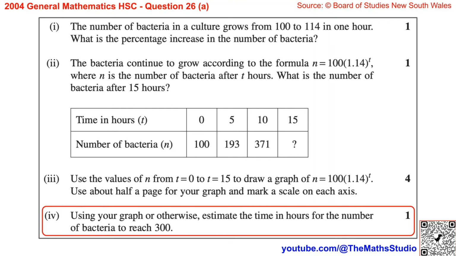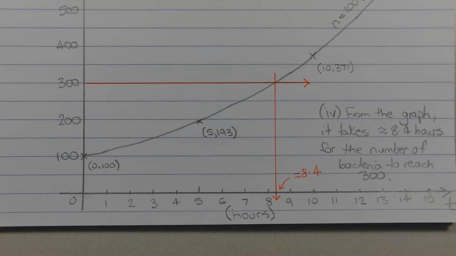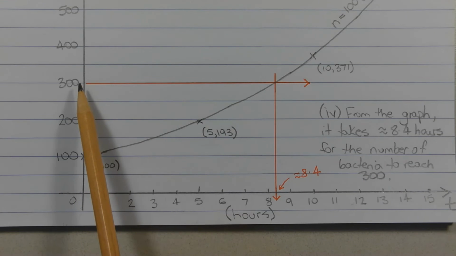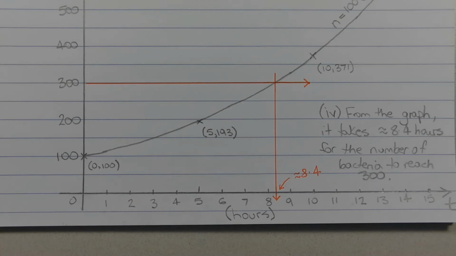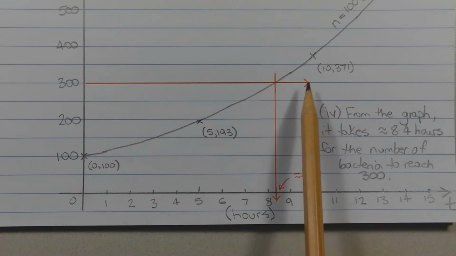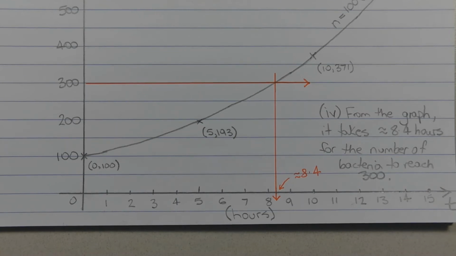Part 4. Using your graph or otherwise, estimate the time in hours for the number of bacteria to reach 300. To estimate the time it takes for the number of bacteria to reach 300, first locate 300 on the y-axis, since the y-axis represents the number of bacteria, then draw a horizontal line all the way across until it strikes the curve n equals 100 times 1.14 to the power of t.